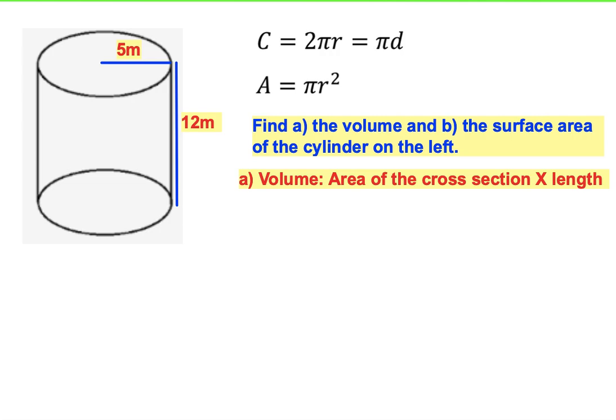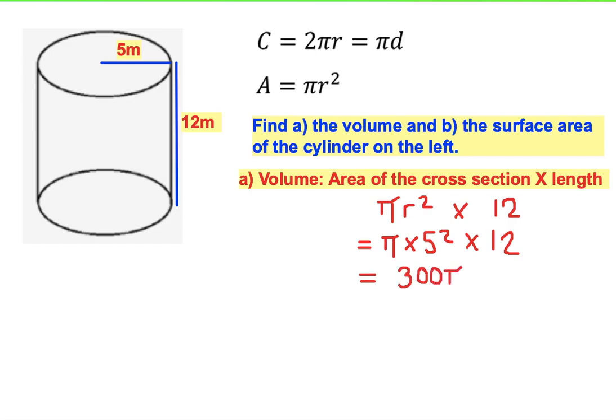So the formula for the area of a circle is pi r squared, and we're going to do pi r squared multiplied by the length of the shape, and that's also known as the height of the shape. So it's pi r squared times by 12. If we sub in the value of r, it's pi times 5 squared times by 12. So if this was a non-calculator paper, it's quite likely that the question would say leave your answer in terms of pi, in which case your answer would be 300 pi meters cubed, it's volume, so it's meters cubed.